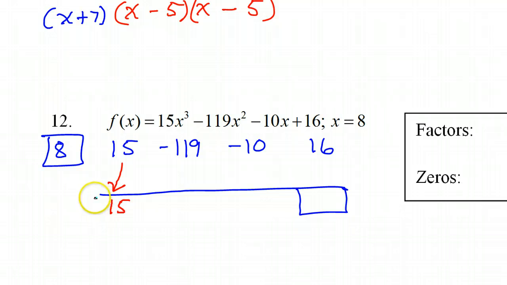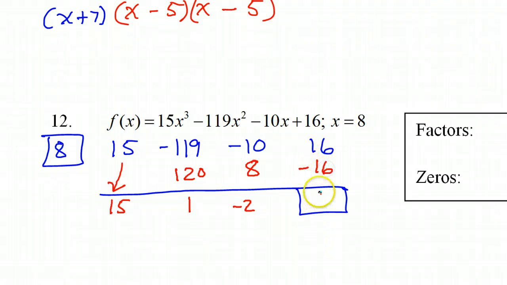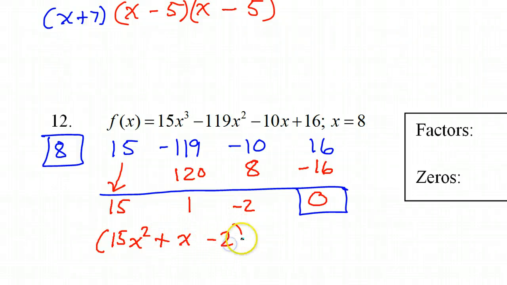15 times 8. You know what? I don't know that off the top of my head. It's 120. So there's 120. All right, put those together. That's 1. 1 times 8 is 8. Together, that makes negative 2. Negative 2 times 8 is negative 16, which does, in fact, make 0. Putting this back as a trinomial would be 15x squared plus x minus 2.